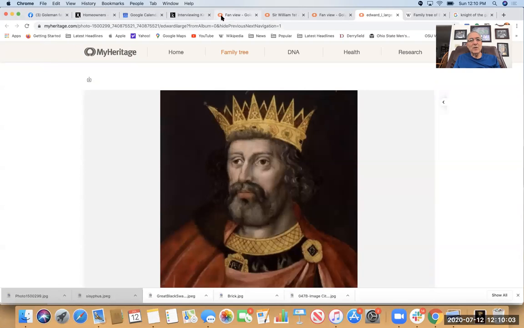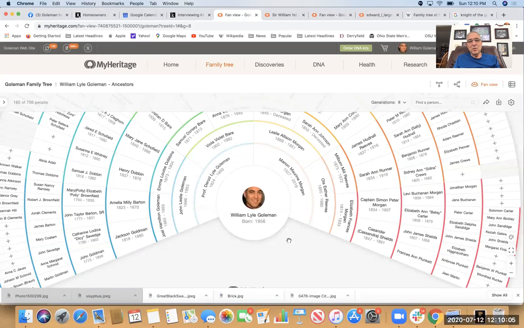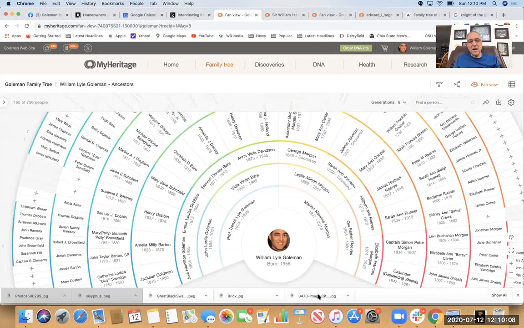So I'm going to start with this view, and here I am in the middle. And remember, last time we talked about Christian Bear. So this time we're back on the John Leslie Goleman side, his mother Emma Louise, and her mother Mary Jane Schofield.